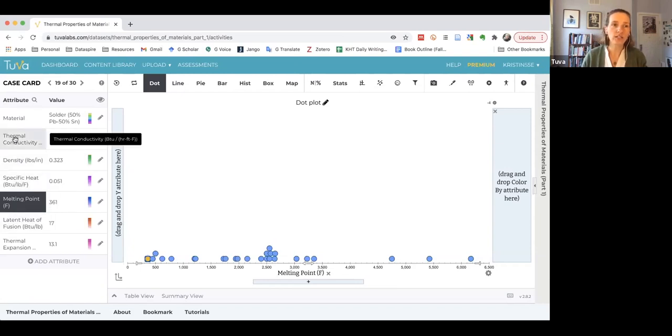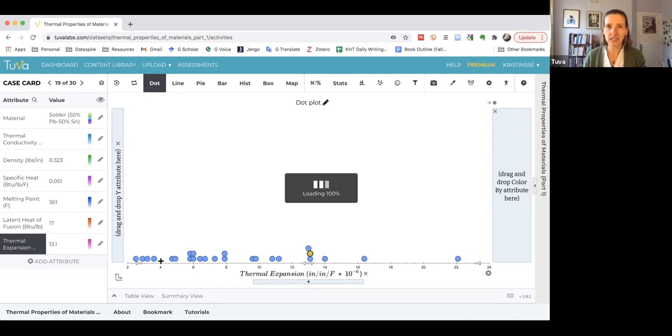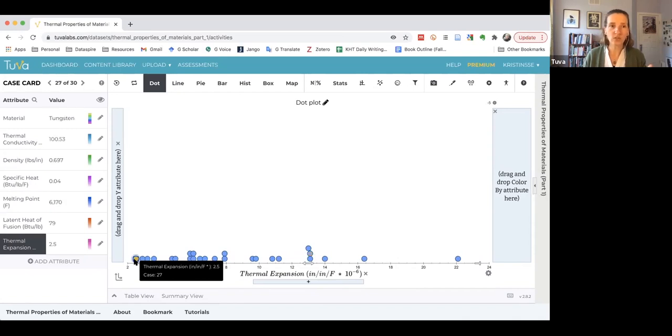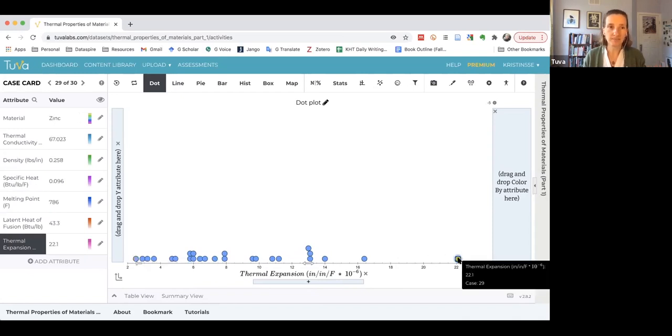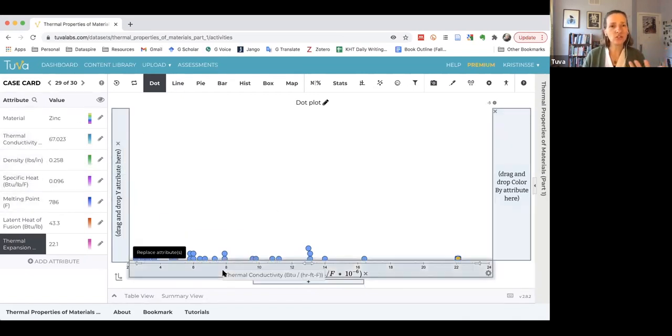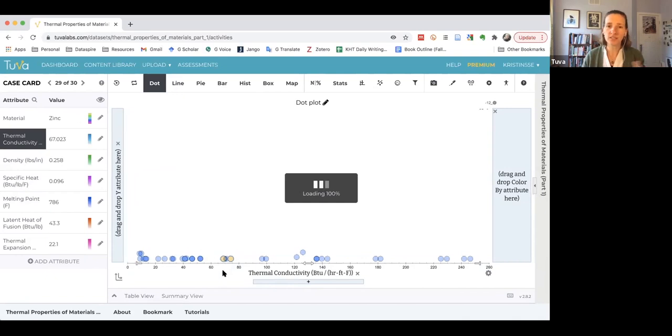We're also curious about thermal expansion, like what will happen as this metal, as that heat transfer happens. So we could get a sense of what's the range. Okay, so we've got tungsten down here at a really low amount of thermal expansion, whereas zinc is up here with a really high amount of thermal expansion, right? We're just doing some initial exploration of our different variables to get a sense of what the ranges are and where different metals are.